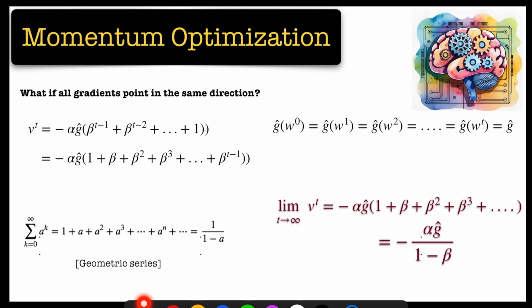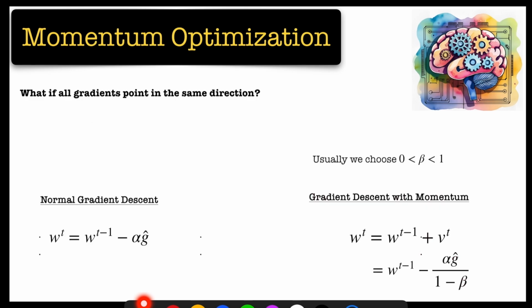So if we compute the limit of this vt, now why are we calculating the limit of this vt? Because we want to understand the maximum possible velocity, right? So that's why we are taking the limit of vt when t tends to infinity. So this will be minus alpha g hat divided by 1 minus beta, because that is the geometric series form. So this is what we got simply.